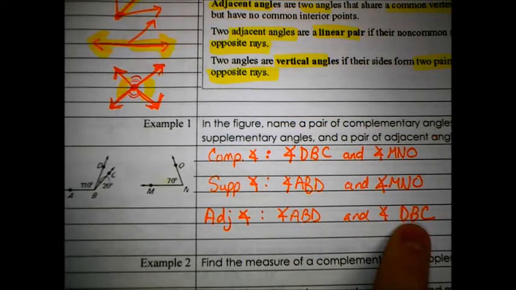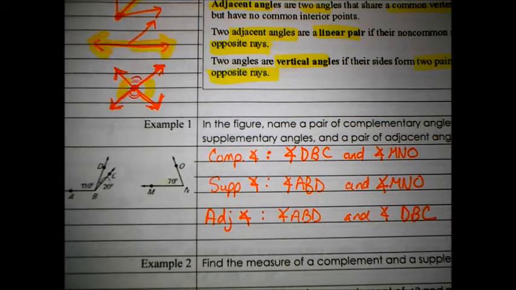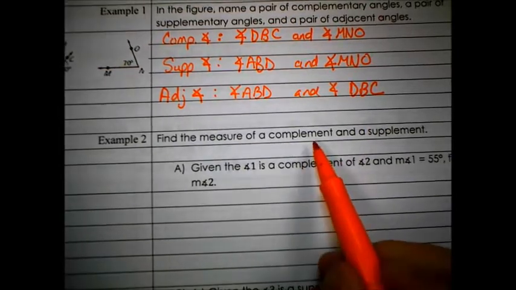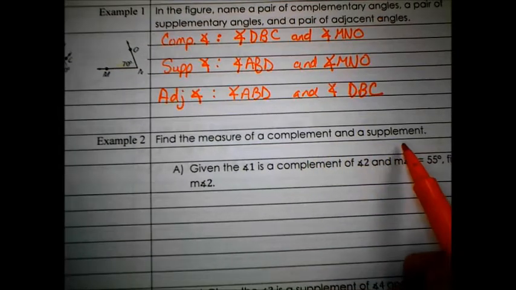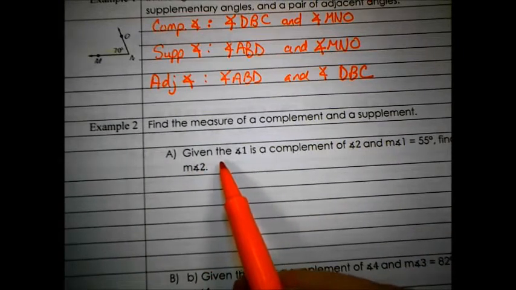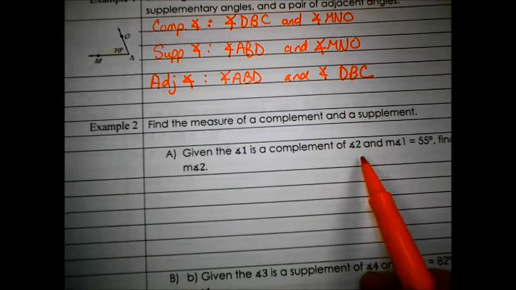Okay, example 2. Knowing that complementary angles add to 90 and supplementary angles add to 180, it says, okay, given the complement, angle 1 is the complement of angle 2, angle 1 is 50 degrees, then find the measure of angle 2.